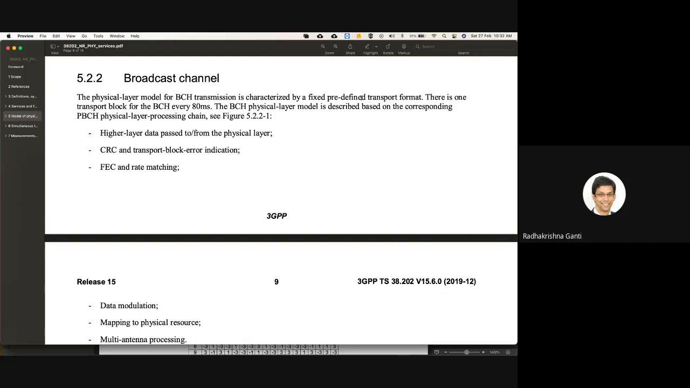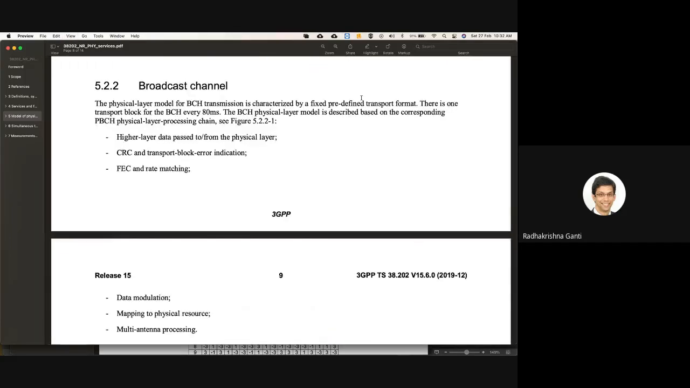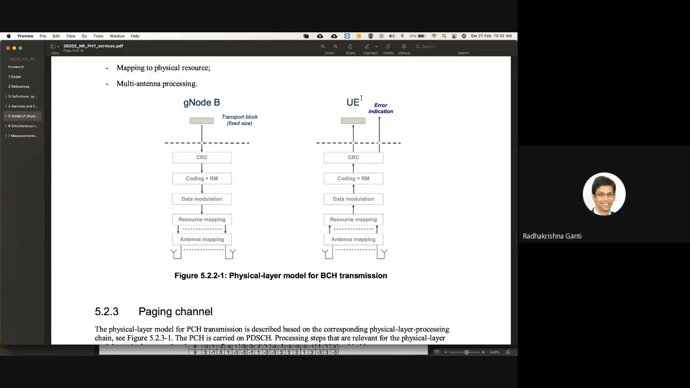And then they talk about the broadcast channel. Okay, in the broadcast channel, what happens? The broadcast channel is always transmitted by G node B. The UE doesn't transmit the broadcast channel. Okay, so it's transmitting and the UE is receiving.